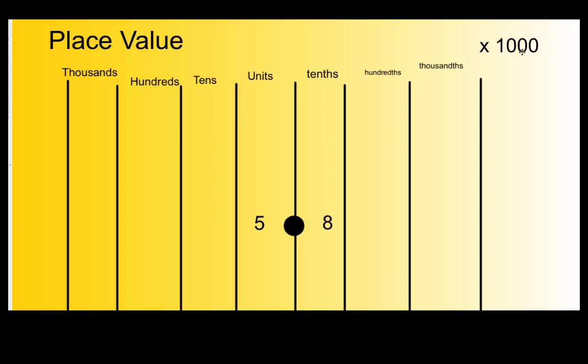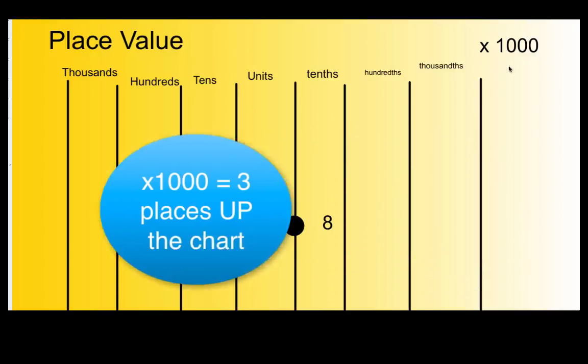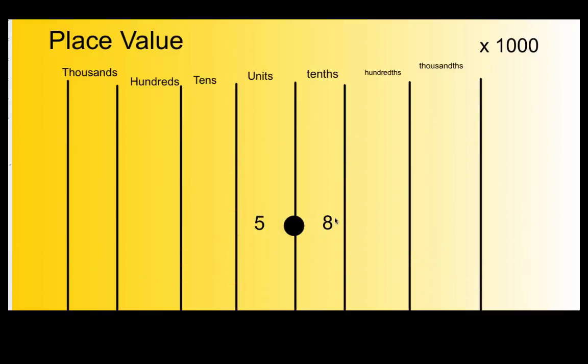Okay, now it's times 1000. You'll notice there's 3 zeros here, isn't there? 1, 2, 3. So that means we're going to move it up the place value chart 3 times, because it's times 1000. We're going up 3 times. So let's just do that. The 5 goes 1, 2, 3. The 8 goes 1, 2, 3.